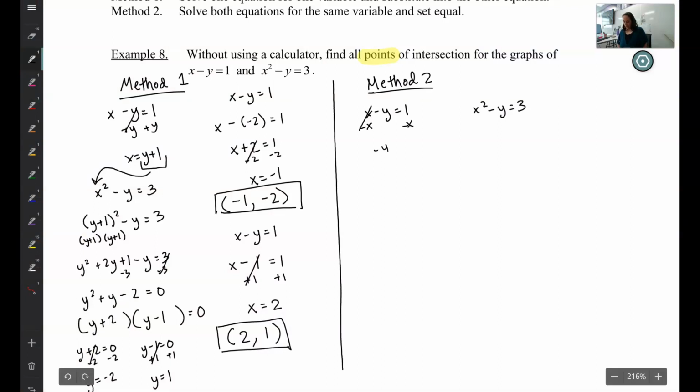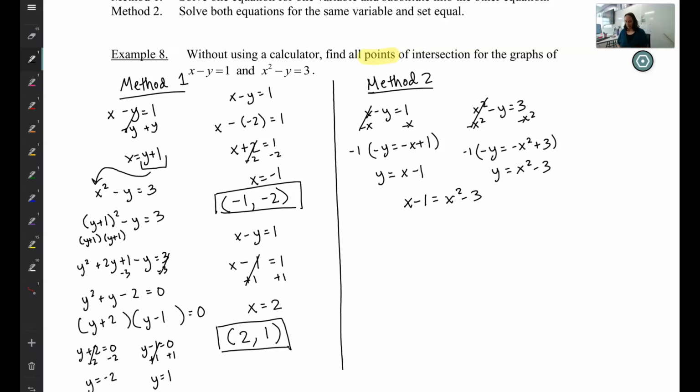So minus x, so I get negative y equals negative x plus 1. And then multiply everything by negative 1. So y equals x minus 1 for the first equation. And minus x squared. So I got negative y equals negative x squared plus 3, times everything by negative 1. So y equals x squared minus 3. So now they're both set equal to y. So I can now set them equal to each other. So I've got x minus 1 equals x squared minus 3.